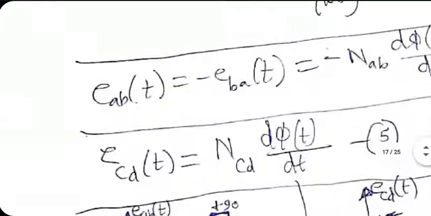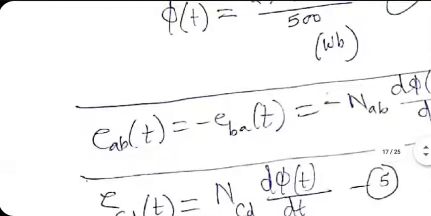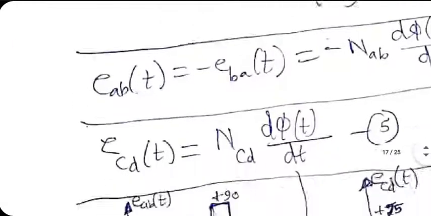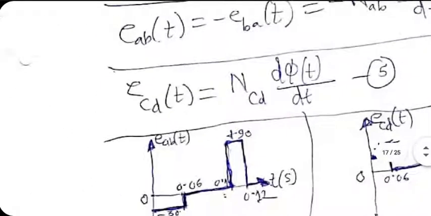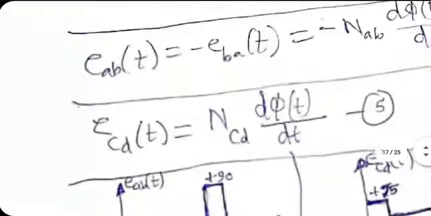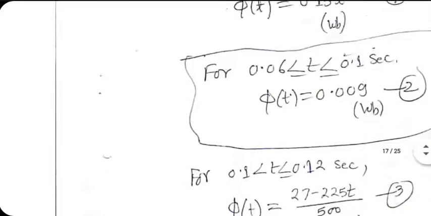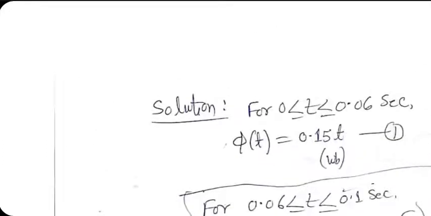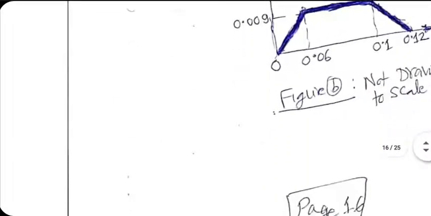So now you have to do differentiation for 3 different ranges of time in both cases, in primary as well as in secondary. And you can try doing it yourself. In the first part, let's look at the primary voltage first, EAB or minus EBA, whatever you want. d phi by dt will be simply 0.15. So it will be constant with time. And that multiplied by number of turns, which is 200. So 200 into 0.15.